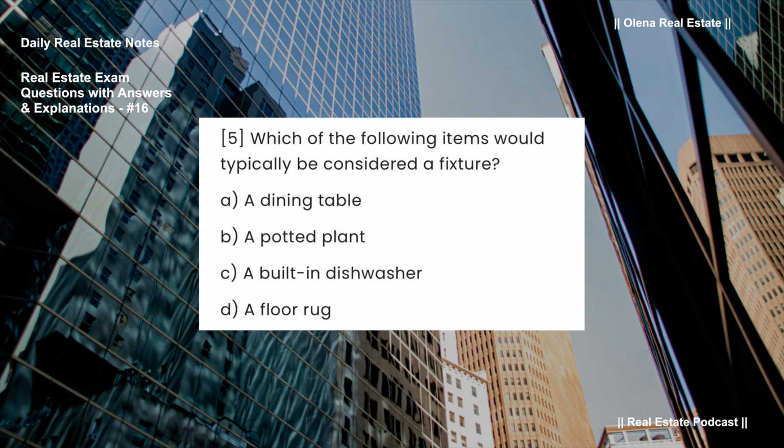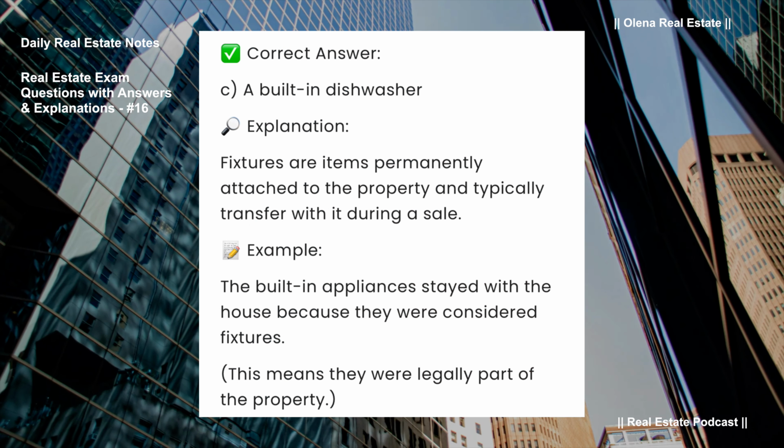Which of the following items would typically be considered a fixture? A. A dining table. B. A potted plant. C. A built-in dishwasher. D. A floor rug. Correct answer, C.